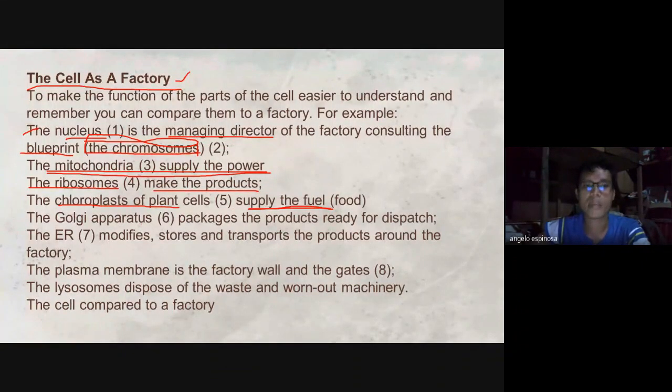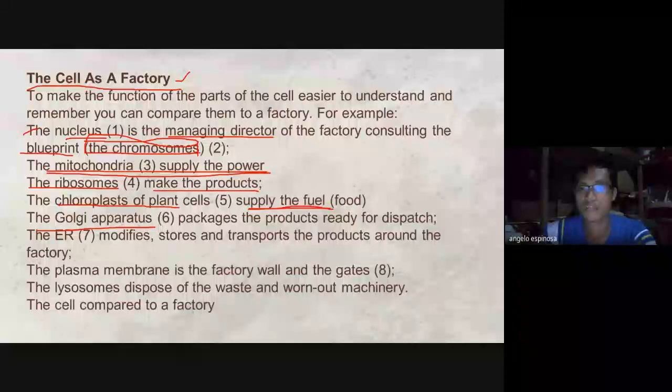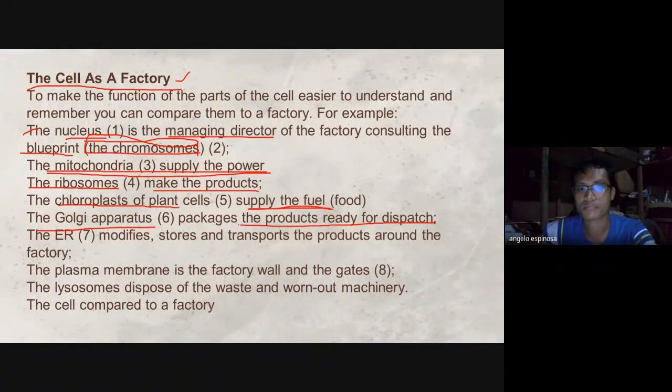So we have Golgi apparatus. Golgi apparatus is packaging the products that are ready for dispatch, no? That is the work of Golgi apparatus. Sabi ko kanina, di ba, bago siya i-transport, they need to have packaging. Ganun din yan, di ba, sa company, they need the packaging before ready to dispatch.